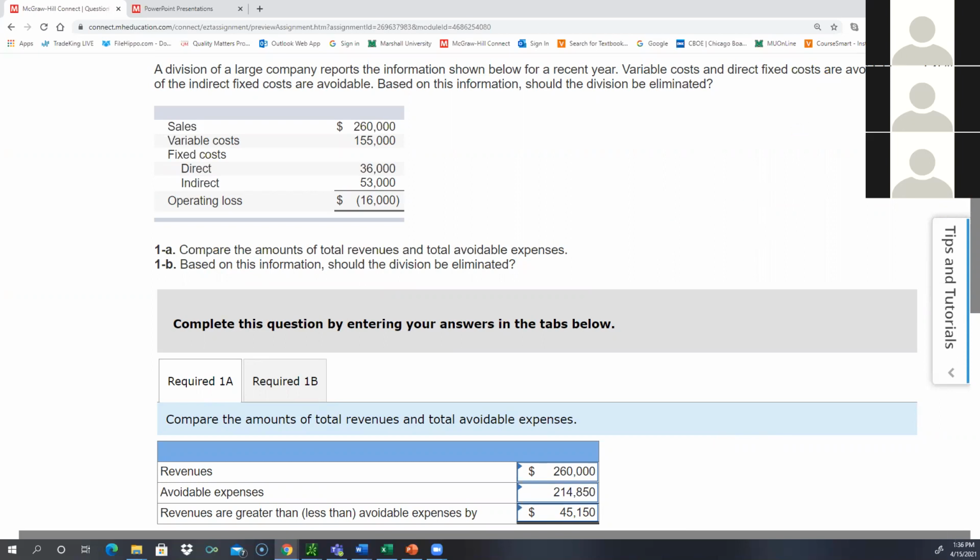So when you see that 45% of the indirect fixed costs are avoidable, that means what? Are these relevant or not? Those are relevant. So those will be part of your consideration.